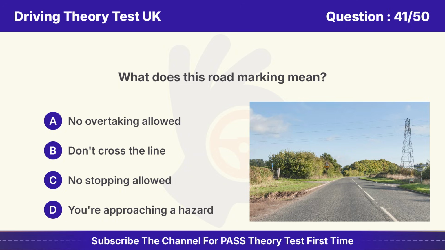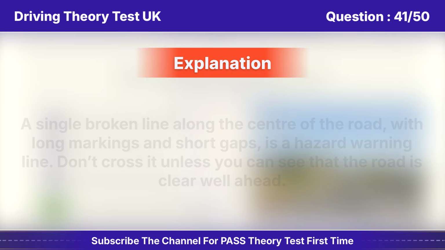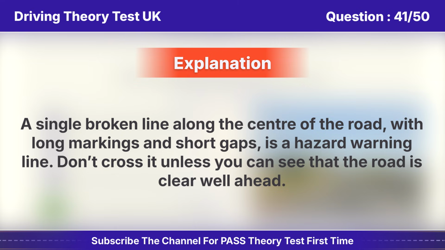Question 41. What does this road marking mean? Answer is D. You're approaching a hazard. A single broken line along the center of the road, with long markings and short gaps, is a hazard warning line. Don't cross it unless you can see that the road is clear well ahead.